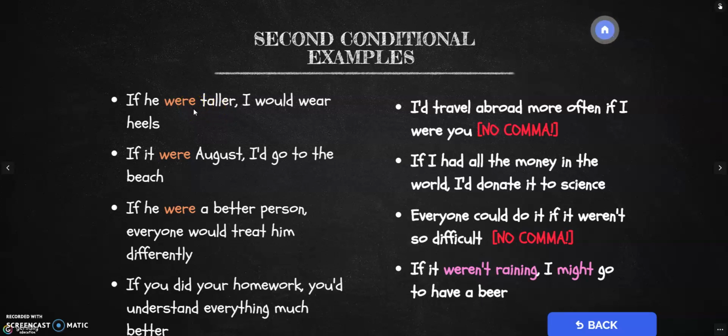Okay? So, it doesn't matter that the subject is he or it or she. We're always going to use the form were with all the grammatical persons, okay? With all the subjects. If it were taller, if it were August, si fuera agosto, me iría a la playa. I'd go to the beach. If he were a better person, everyone would treat him differently. Okay? Remember that.